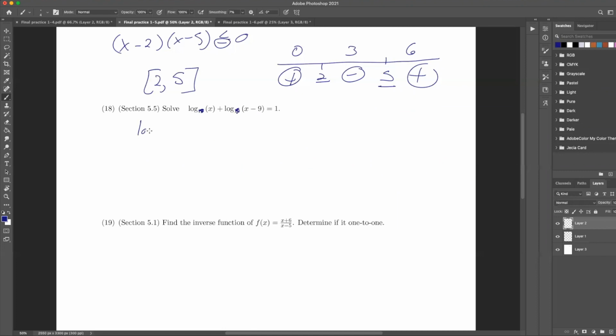And so we're going to have log of x times x minus 9. So you multiply, so the addition turns into multiplication. So we have a single log on one side and everything else on the other. Then we're going to exponentiate both sides by 10. So the log base 10 cancels this. So this is x times x minus 9 equal to 10 to the first power, which is just 10.